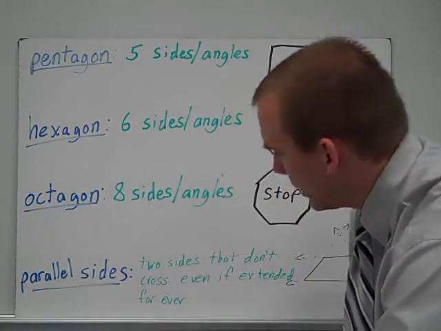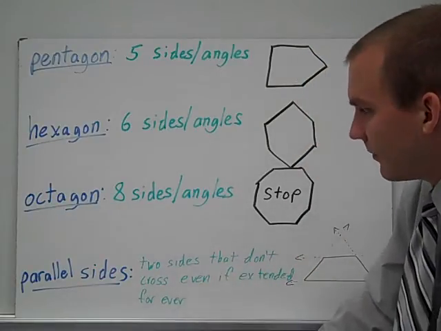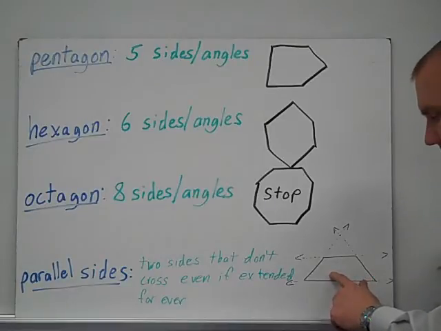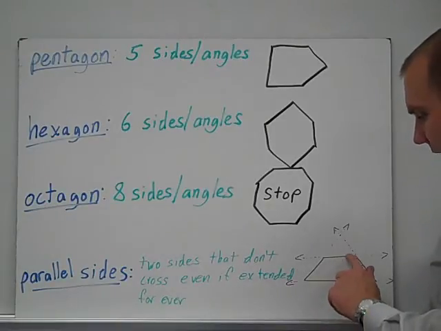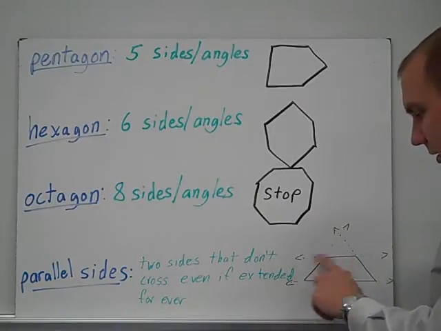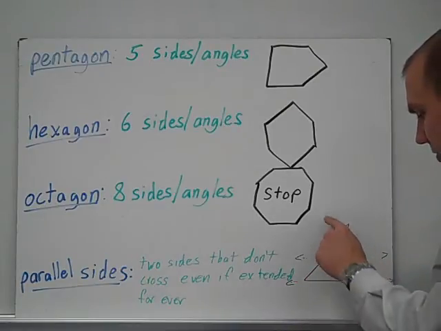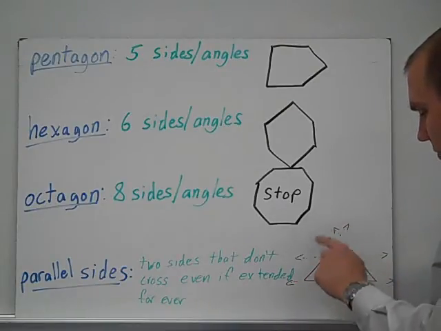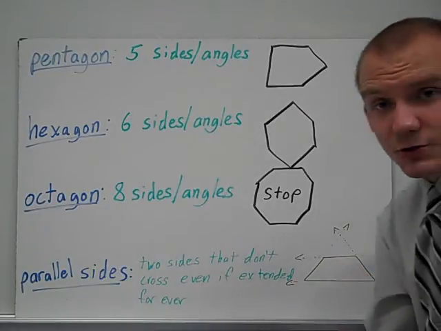What are they? Well, they're 2 sides that don't cross, even if you extended them forever. So here's a trapezoid, which is a great example to define parallel lines because the top side is parallel to the bottom side. They would never cross if you extended them. But the 2 other sides, if you extended them, would eventually cross up here. So you only have 1 set of parallel lines, and this type of quadrilateral is called a trapezoid.